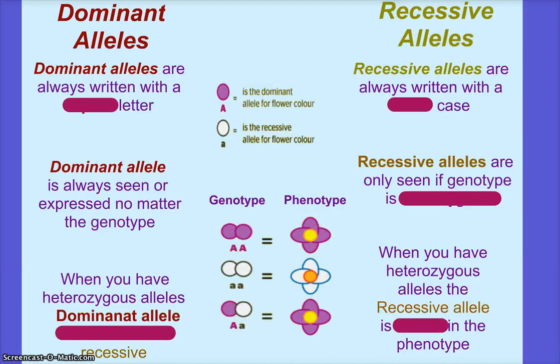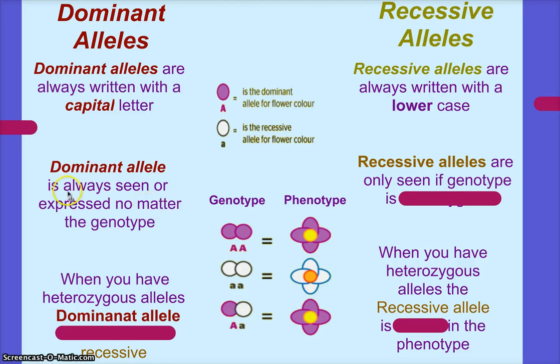So now we know we express alleles with letters. We know that genotype references alleles. And then when we write genotypes, we have to be able to understand what the phenotype is going to be, or what the organism is going to look like. So dominant alleles are always going to be written with capital letters. Recessive alleles are always written with lowercase, okay?